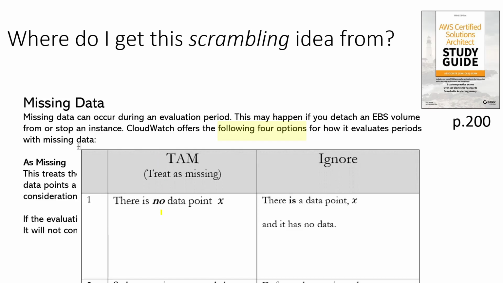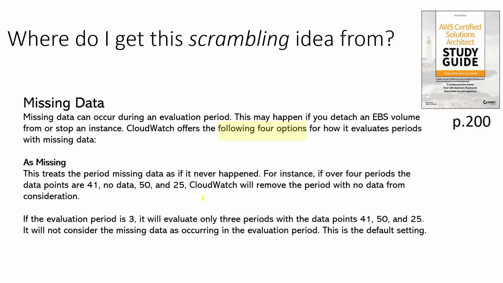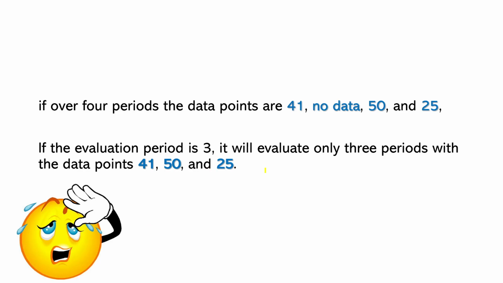And this is kind of what influenced me to put that first point of difference where I said with treat as missing, it's as if they're saying there is no data point. It's this fact that they use this language of it doesn't even consider the missing data as occurring. They say it never happened. This is kind of as they're speaking as if it's stronger than ignore. So this is what they say.